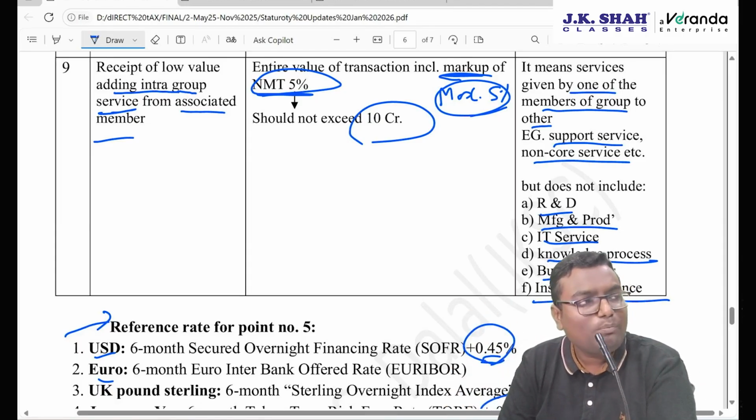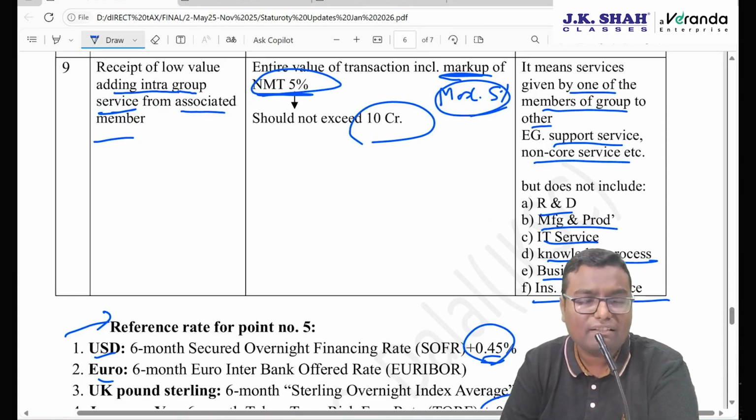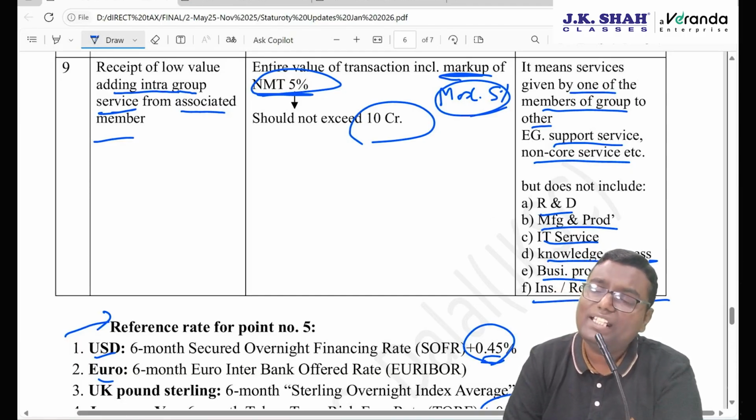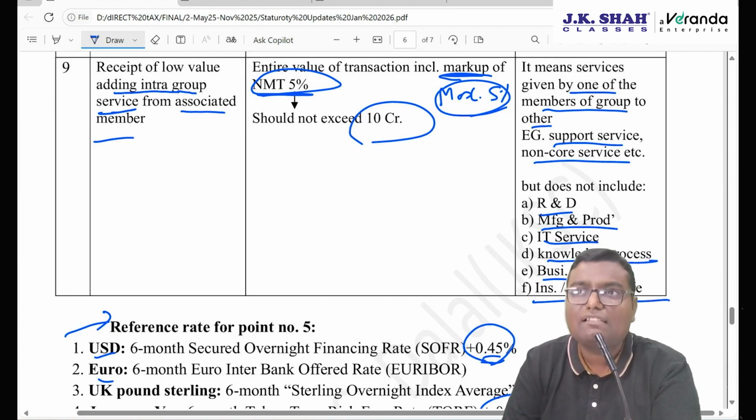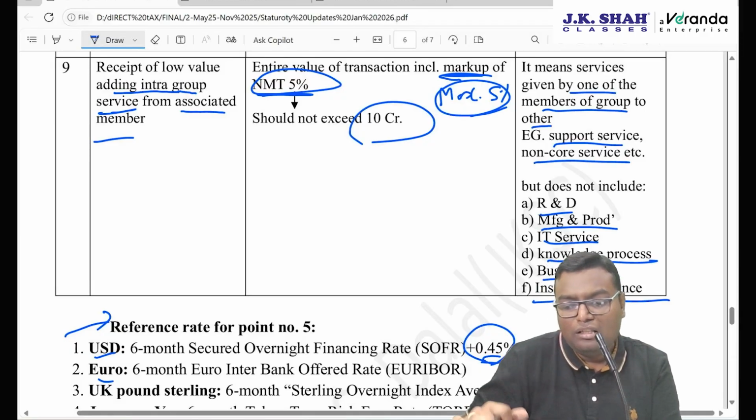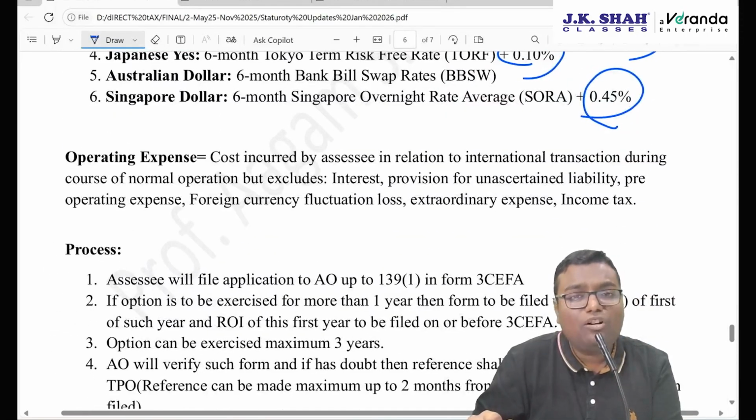So the first 8 points were with regard to interest, software development, IT enabled services, Indian currency loan interest, then foreign currency denominated loan interest, guarantee fees, and manufacturing and exporting of core auto parts and non-core auto parts. And finally, we saw the expense. That is, you are taking some low value added services from associated enterprises up to 10 crore, then with a markup of maximum 5%. What is the meaning of operating expense?